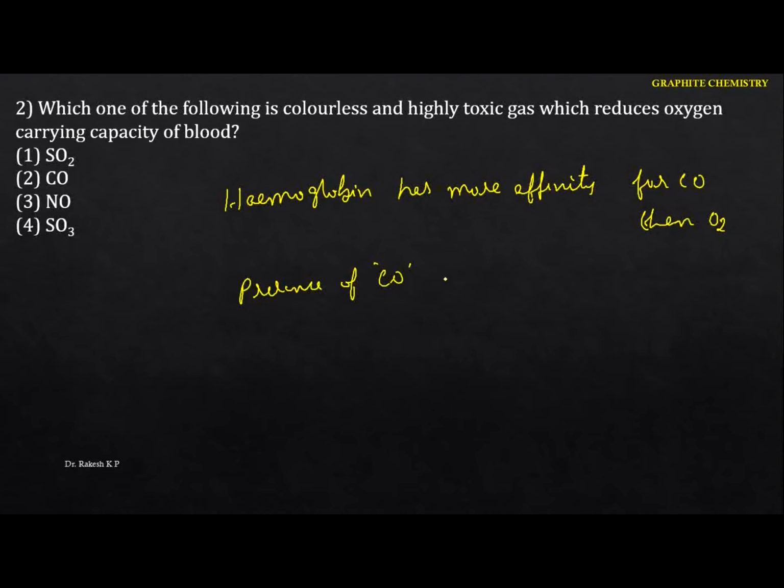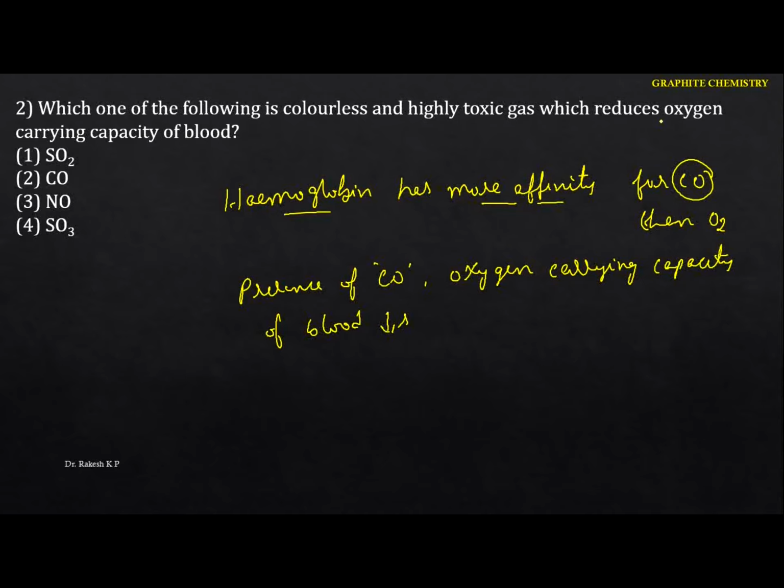The presence of carbon monoxide means the oxygen carrying capacity of the blood decreases. Because the hemoglobin has more affinity for carbon monoxide, it reduces the oxygen carrying capacity of the blood. Hence in this case the option is the second one.